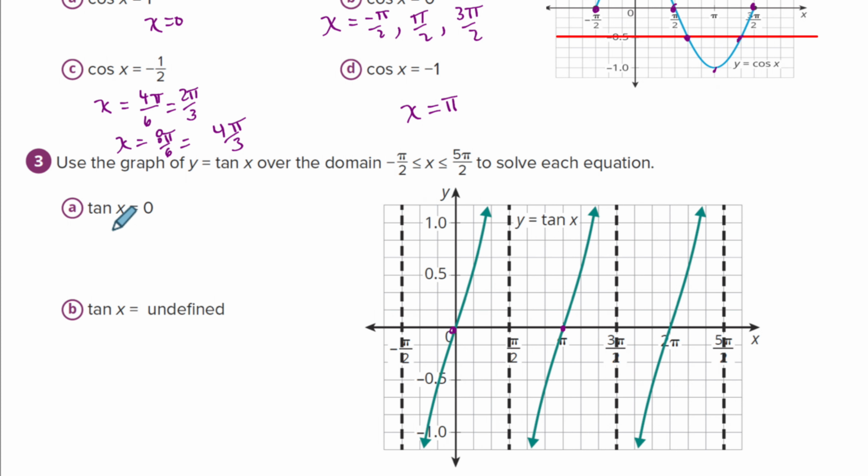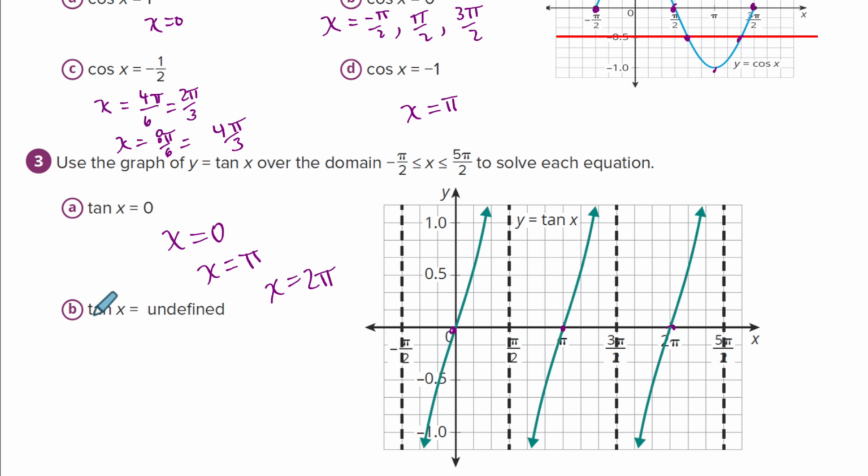3a, find out where the tangent of x equals 0. Well, we've kind of already put the dots down for most of it. But we want to work between negative pi over 2, which is over here. Okay, so we start here. Where does tangent equal 0? So it's 0 at pi and at 2 pi. So x equals 0. X is going to equal pi. X equals 2 pi. Hold that thought. I'm going to come back to that.